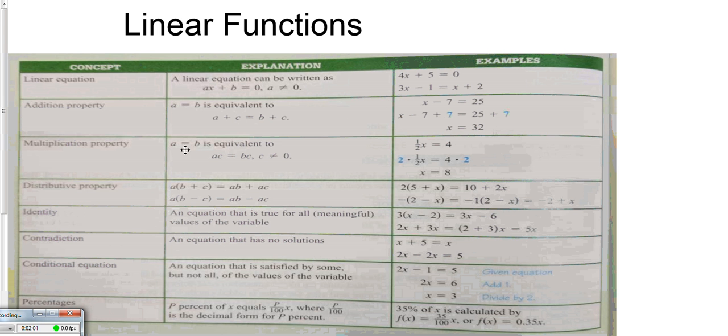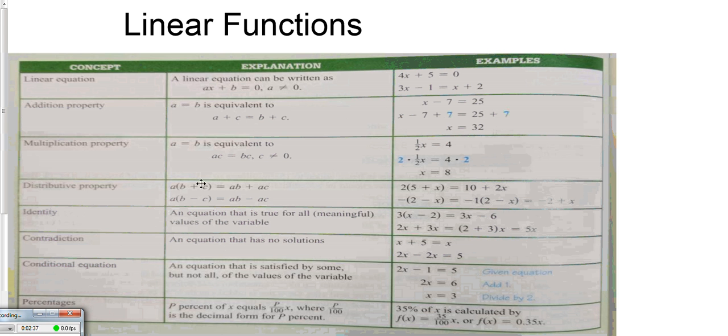Multiplication property is the same. Instead of adding, you're multiplying the same amount to both sides. And again, on this one, there's kind of the caveat that c cannot equal 0. If you multiply both sides of the equation by 0, well, you just zero everything out anyway. So again, we're just saying you can multiply the same amount to both sides. It doesn't change anything. So like half x equals 4. Multiply both sides by 2. Well, 2 times a half would just be 1, so it's just x over here. So then x equals 8. So again, multiplication allows you to multiply to both sides.